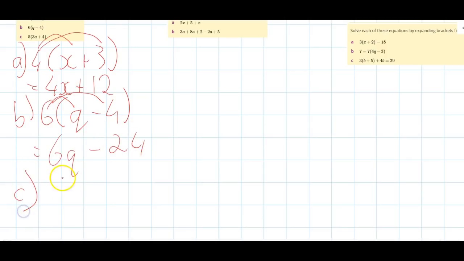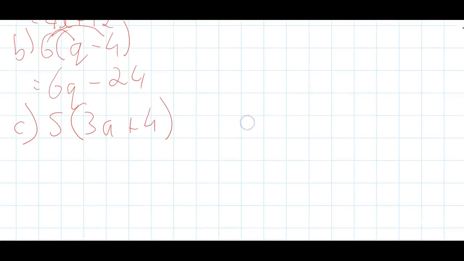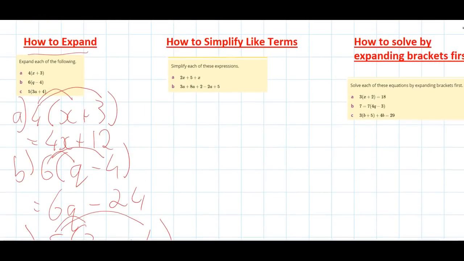Now, what if I have a pronumeral or a like term on the inside of my brackets, like question C? I simply multiply the number on the outside by the inside. 5 times 3a is 5 times 3, which is 15, and I need to make sure I add that pronumeral, so 15a. And then 5 times 4, which is 20. So that's how you expand those brackets.